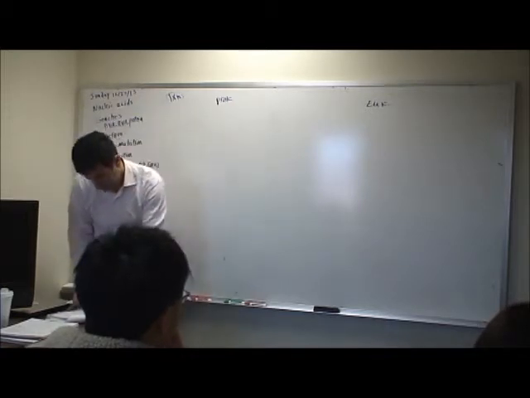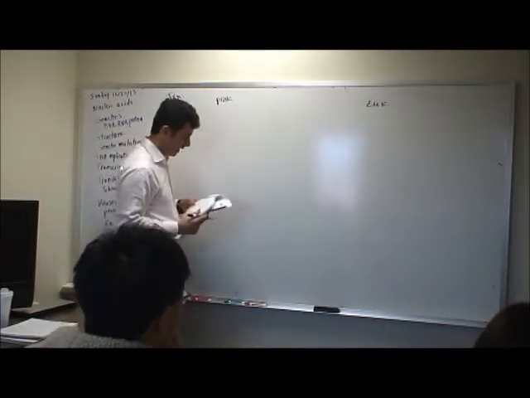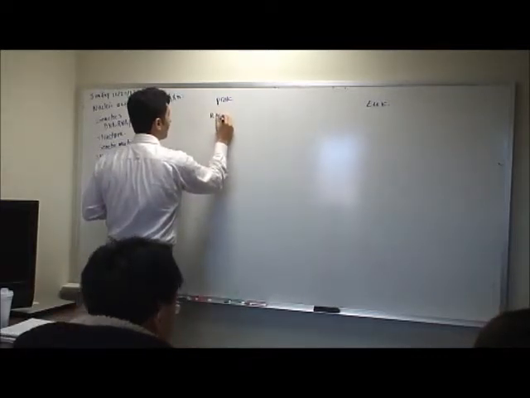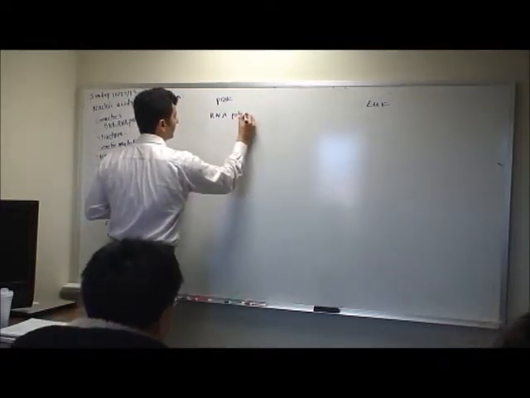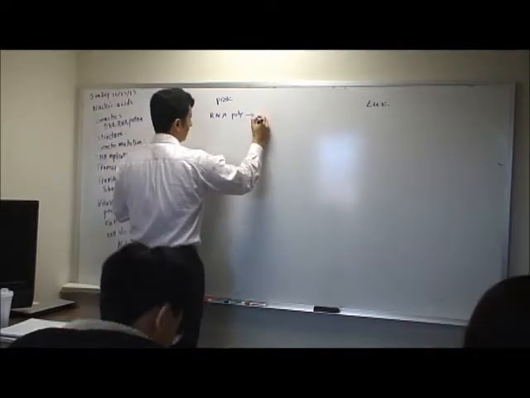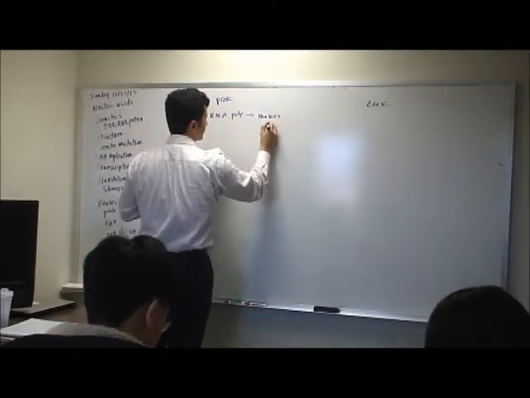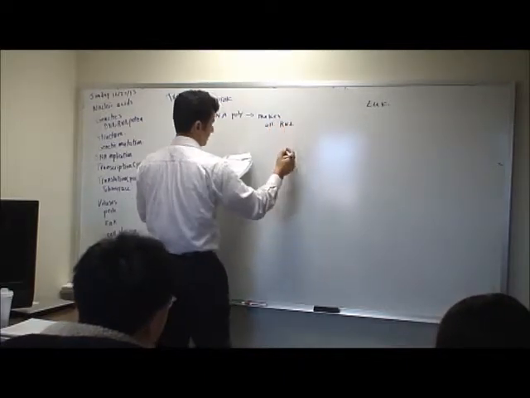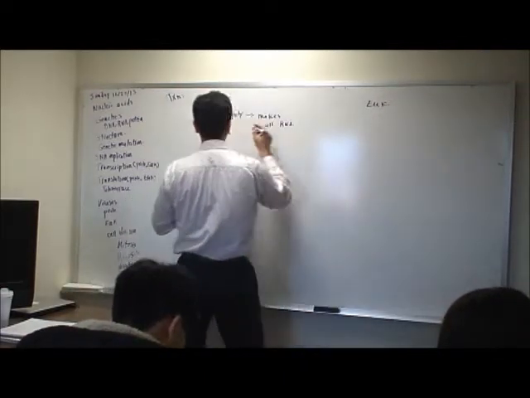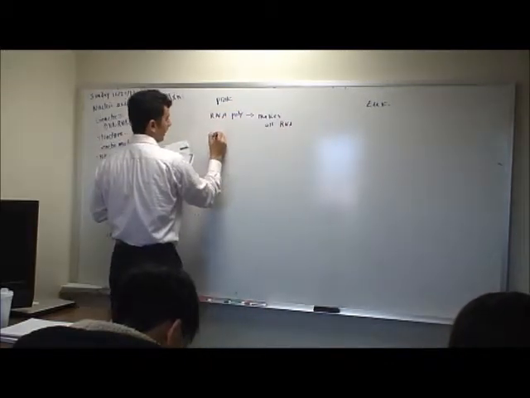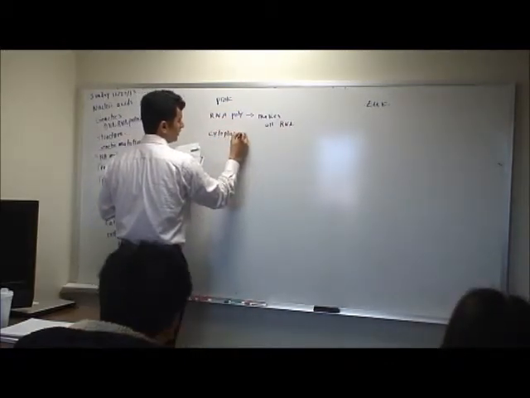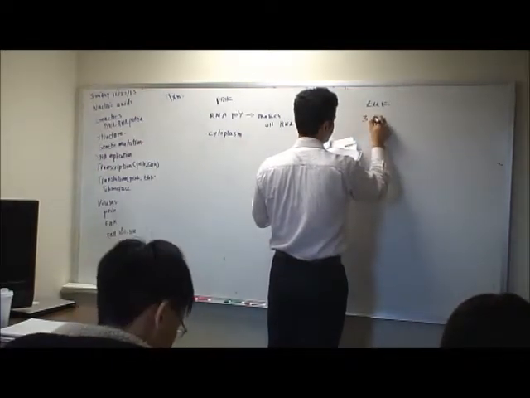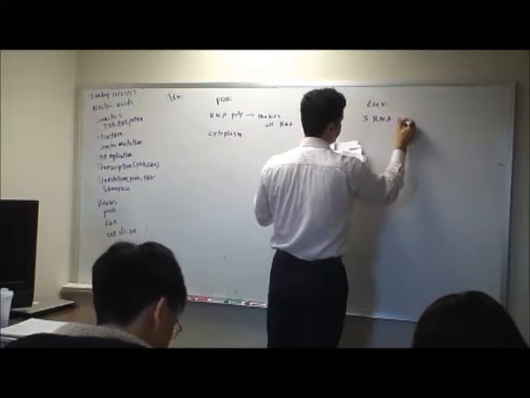So the first one, in prokaryotes, we have RNA polymerase that makes all RNA. In eukaryotes, and by the way, where would this happen? It happens in the cytoplasm, because prokaryotes don't have a nucleus. In eukaryotes, we have 3 RNA polymerases.